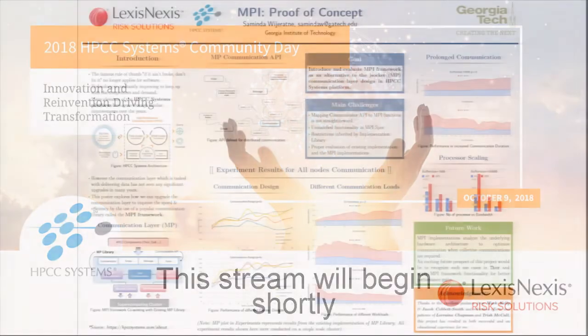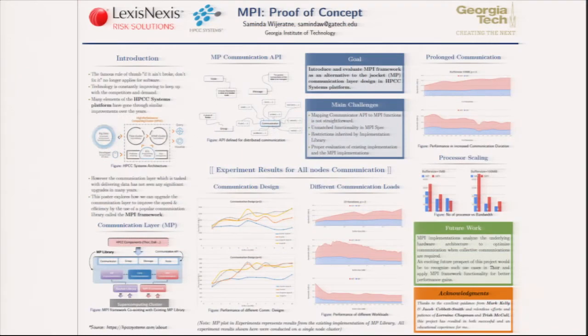Okay, so welcome everyone, and welcome to the live stream audience, if there's anybody out there joining us. This breakout from Attila is going to be preceded by a short look at one of the posters from our poster competition. In fact, we've got the winning ticket. We have the winning poster here from Saminda Wijeratne, who is going to give us a few minutes on his MPI proof of concept poster.